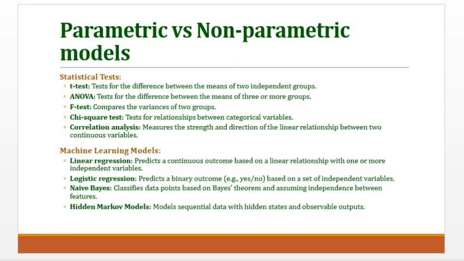Now, different statistical tests under parametric models are the t-test, which is used to differentiate between means of two independent groups; ANOVA, which tests for the difference between three or more groups; the F test, which compares the variance; the Chi-square test, which tests for the relationship between two categorical variables; and correlation analysis, which measures the strength and direction of relationship between two continuous variables. The different machine learning models are linear regression, logistic regression, naive Bayes, and hidden Markov models.